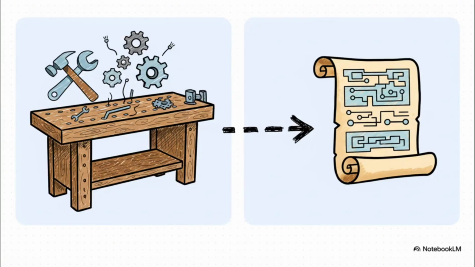Here they are, our two main players. On the left, we've got the workbench. That's your computer's RAM. It's active memory. It's where all the work actually happens. And on the right, we have the blueprint. That's the AI model itself, the super detailed plan with all the instructions. And obviously, to build anything, you need both.